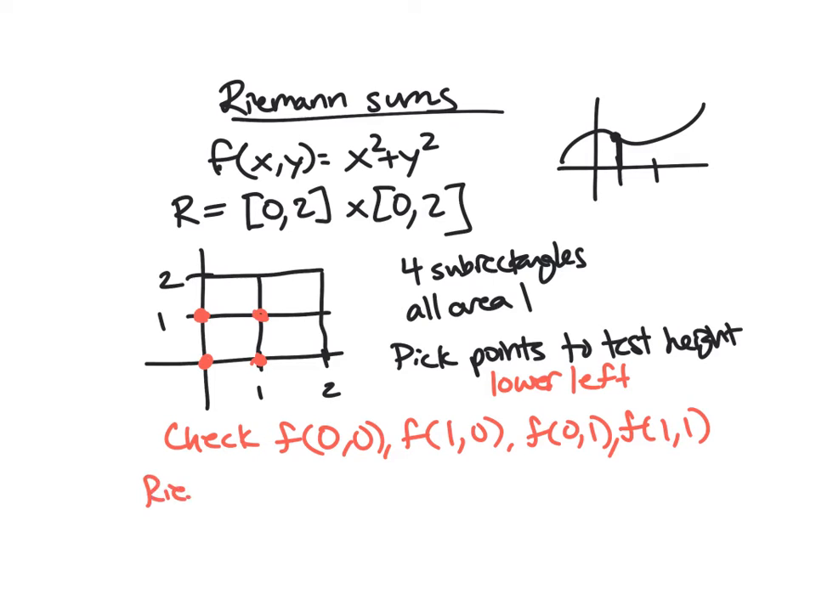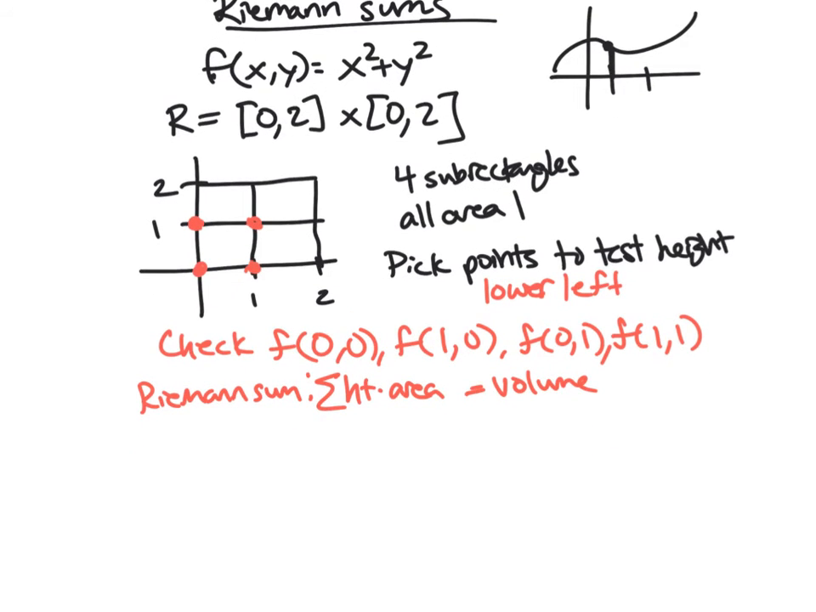Then our Riemann sum here would be, well, we just take the height times the area for each one, and we sum them up. And this is going to give us a volume, because each rectangle is contributing both height and area, and when we multiply those, we get volume. So here, we're going to get f(0, 0) times, well, my area is 1, plus f(1, 0) times 1, plus f(0, 1) times 1, plus f(1, 1) times 1.